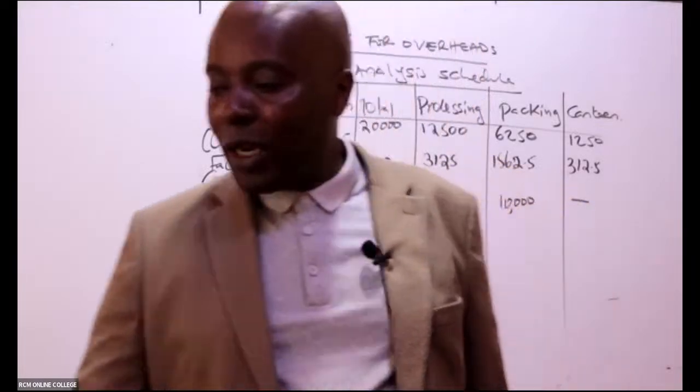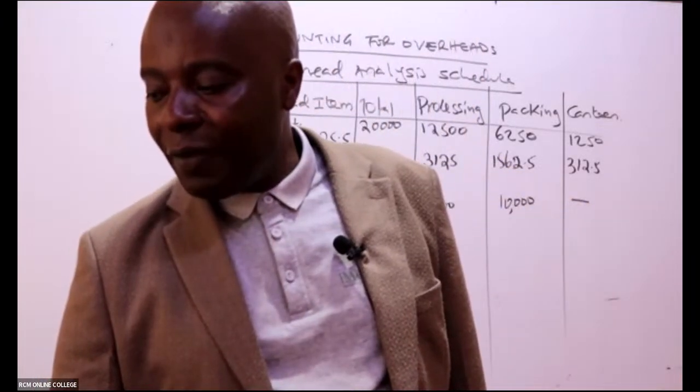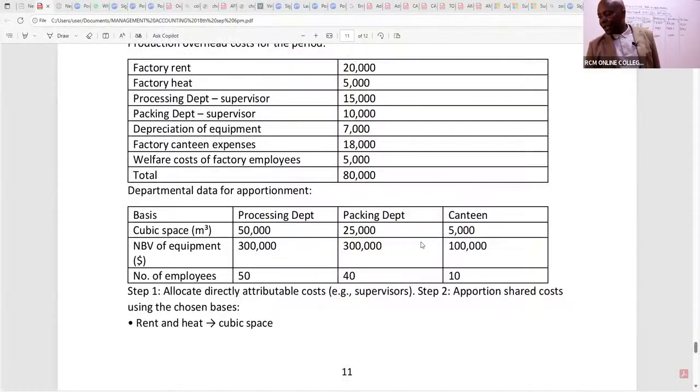So this net book value of the equipment, have they given me the numbers that I can now be using? Yeah, they've told me it is 300,000, 300,000, 100,000. I can chop all the zeros.